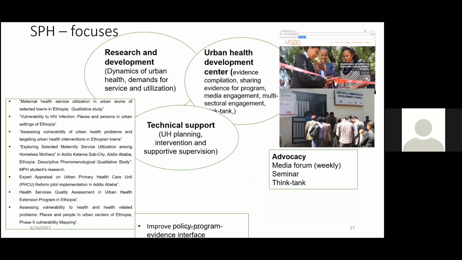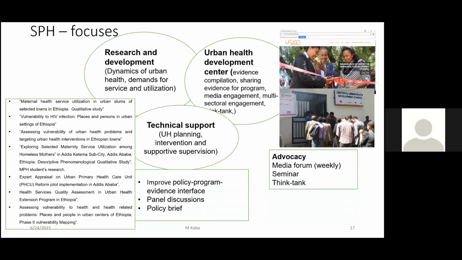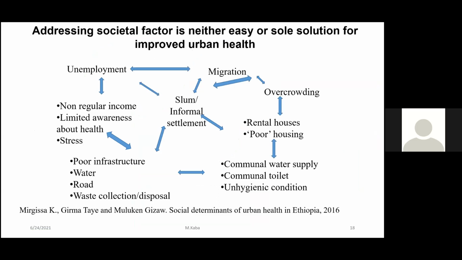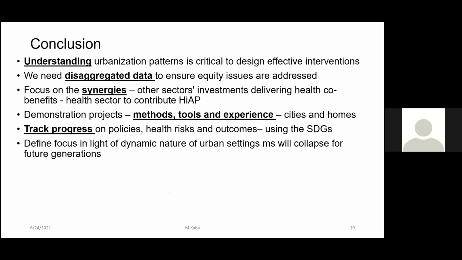And we have also been providing technical support to the implementing partners, including JSI, on urban health planning, intervention, and supportive supervision, where policy and program evidence were being strengthened, and policy briefs were written. One other important element that we've seen, also one of the research outcomes, is that addressing societal factors is neither an easy nor a sole solution for improved urban health, because it's not just societal factors, it's about economic factors, it's about slum settings, which has to do with urban housing and so on. So these have come out as critical elements.